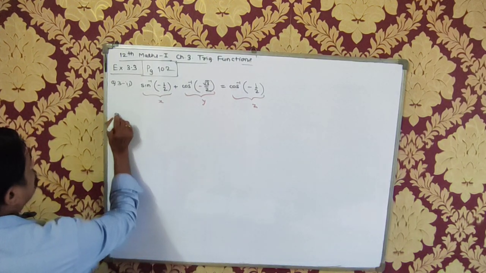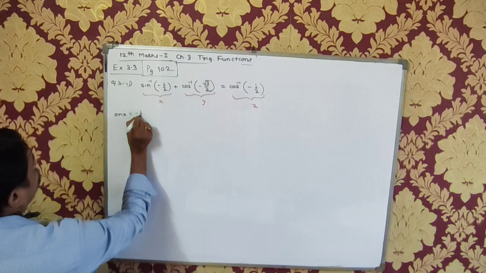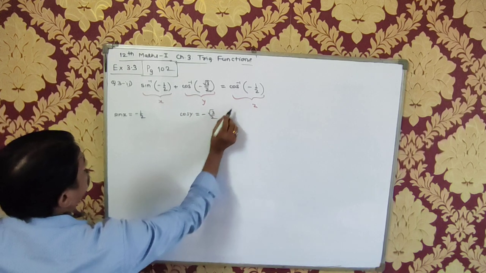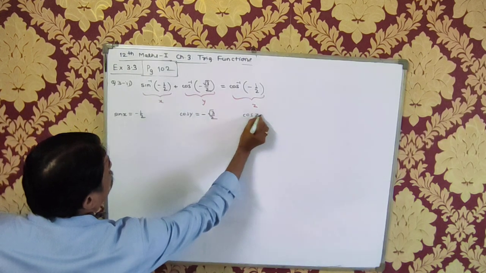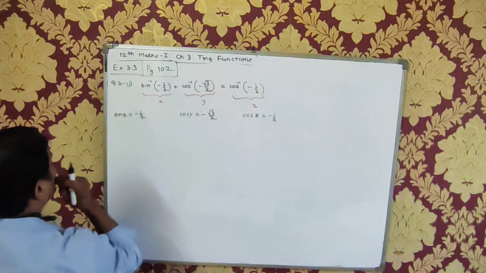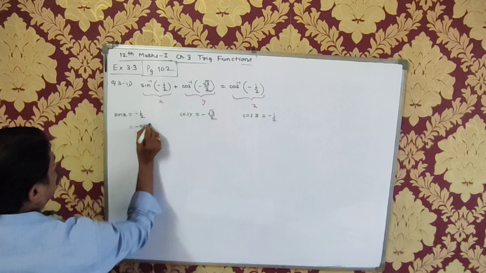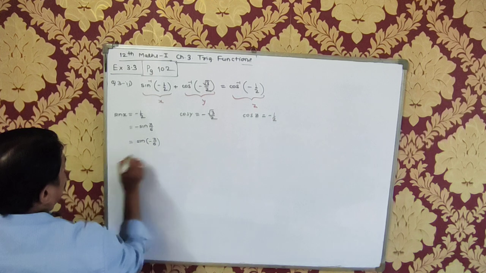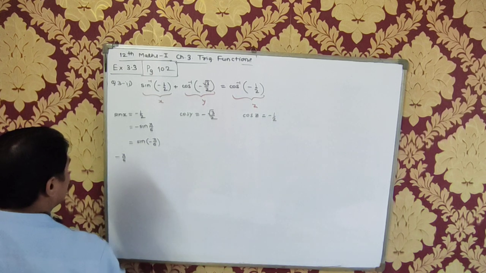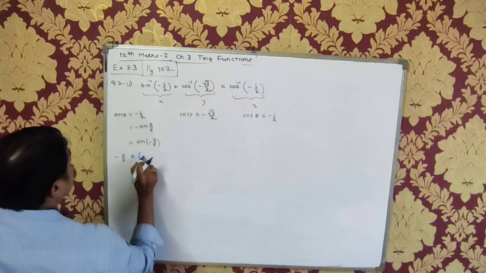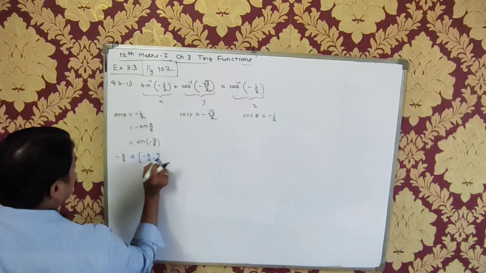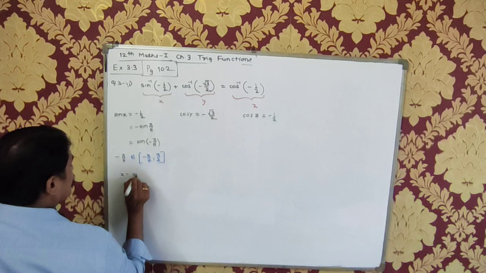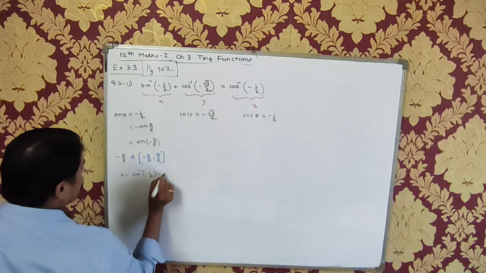This becomes sin x is equal to minus half. This will give me cos y is equal to minus root 3 by 2. And this is cos z is equal to minus half. Now this is equal to minus sin of pi by 6. That is equal to sin of minus pi by 6. And minus pi by 6 lies in the principal value branch of inverse sine function, minus pi by 2 to plus pi by 2. This is minus 30 degrees, and therefore x, which is sin inverse of minus half, is equal to minus pi by 6.